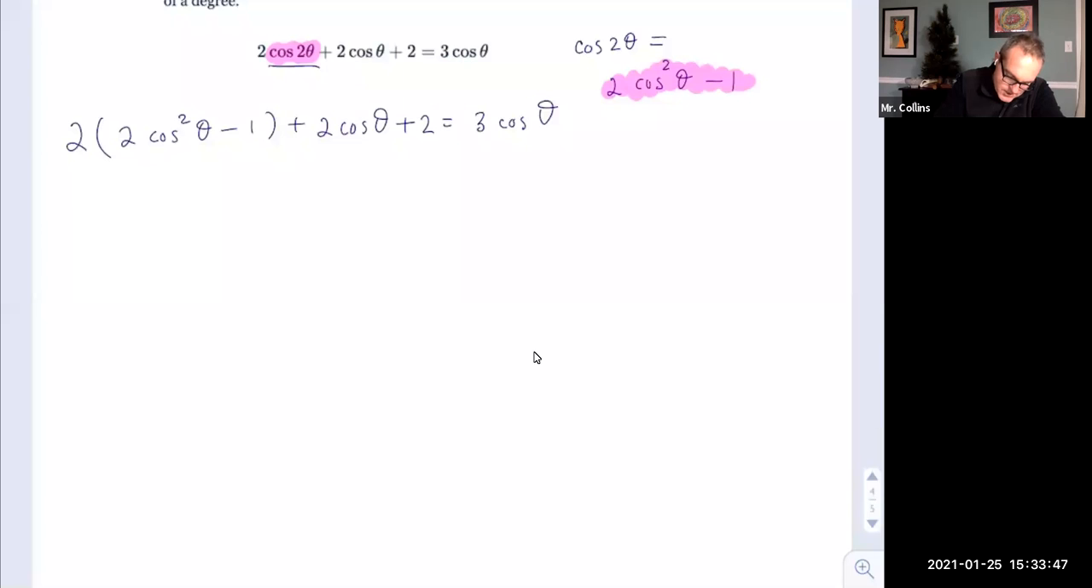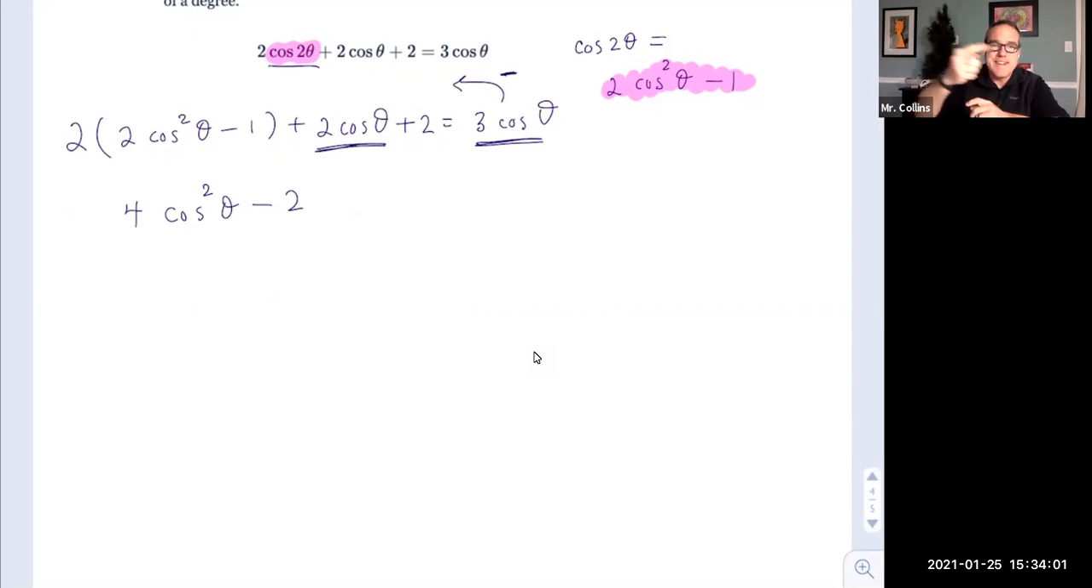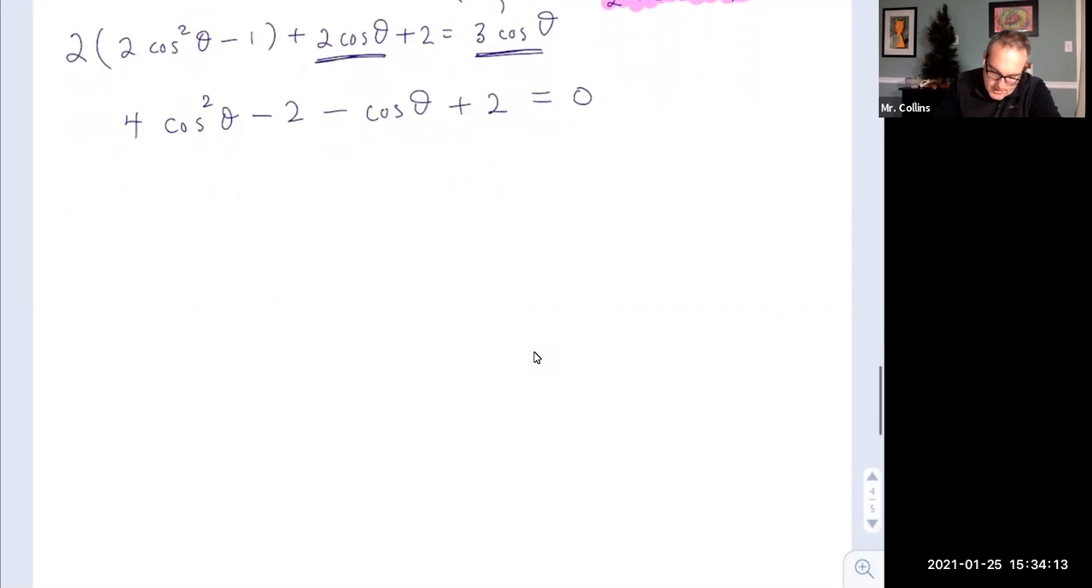Now I've got to distribute that 2, so that's 4 cosine squared theta minus 2. Again, I can start collecting like terms. I can bring the 3 cosine over. Of course, it becomes negative on the left, and 2 take away 3 is negative 1 cosine theta. I still have a plus 2 equals 0. Then quickly you notice that the 2 and the negative 2 cancel, which makes my life a little bit easier. So I've got 4 cosine squared theta minus cosine theta equals 0.